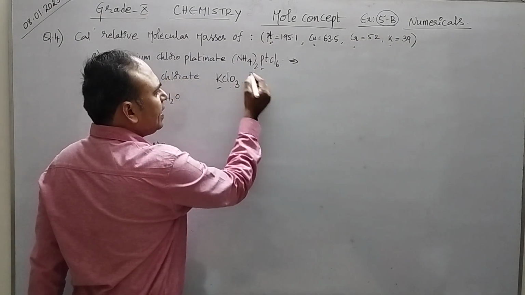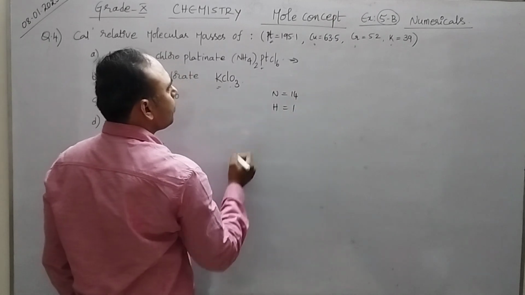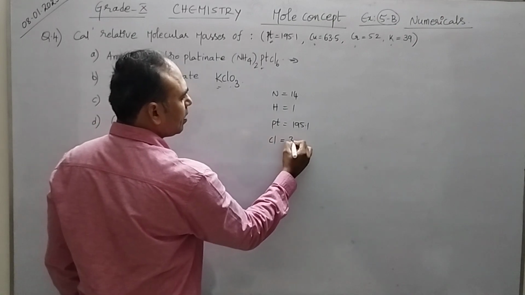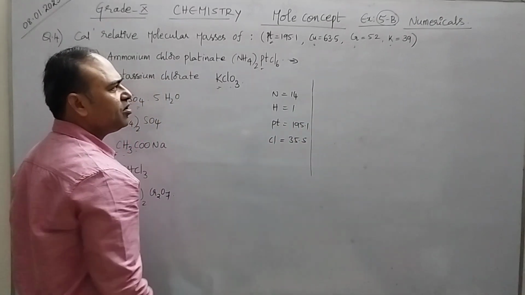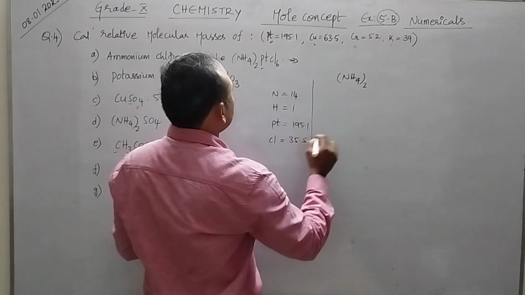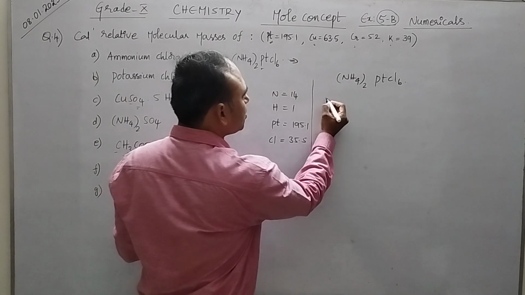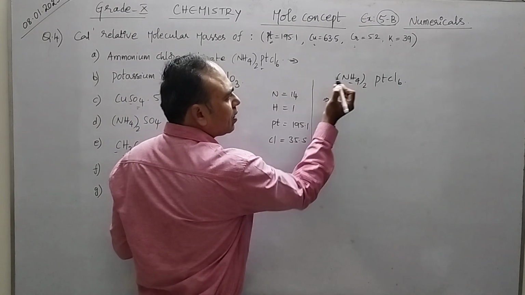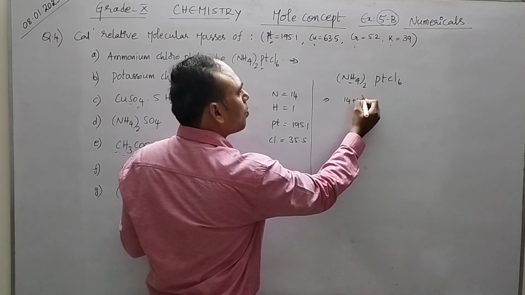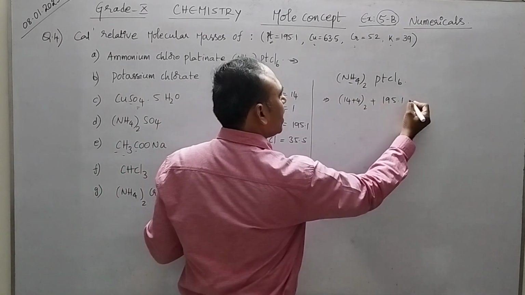In this, let me write nitrogen, atomic mass is 14 AMU, hydrogen is 1, platinum is 195.1, chlorine is 35.5. So these are the individual atomic masses. Now if you add these, we'll get the molecular mass. So (NH4)2PtCl6, ammonium chloroplatinate. First and foremost, for nitrogen and hydrogen, let us combine. For ammonium, how can we write it? 14 plus 4, that is 18, squared, into platinum 195.1, we need to add this.